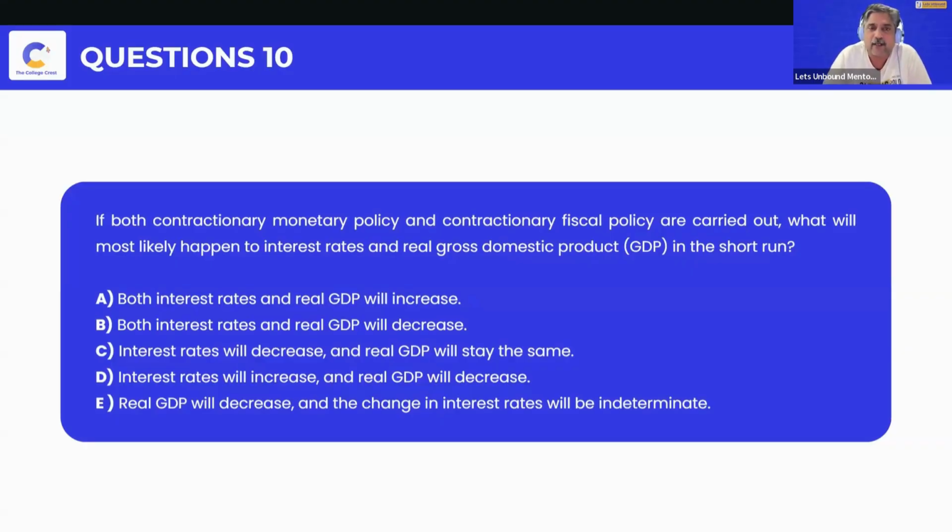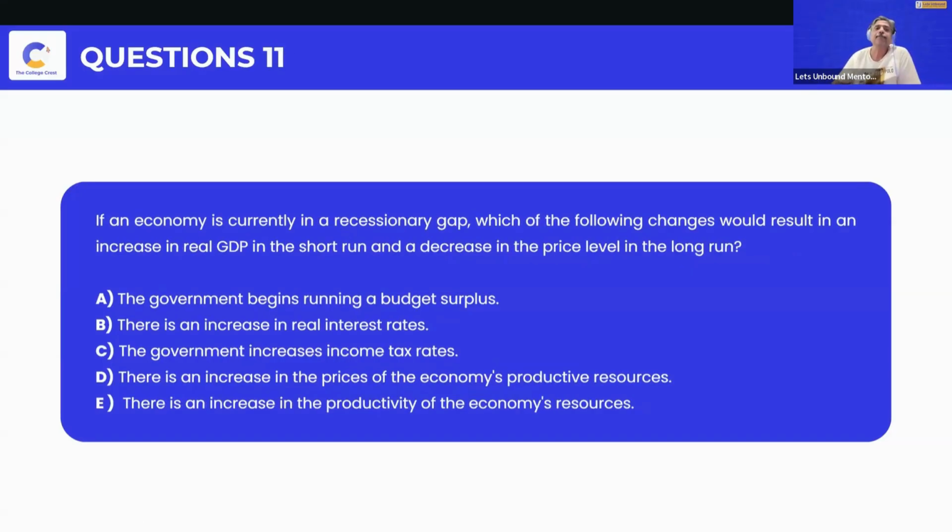Ideally, a contractionary monetary policy should reduce the rates, because the demand should go down. But here, the fiscal policy is also contractionary along with monetary. So again, we are not in a position to comment on what would happen to the real interest rates.